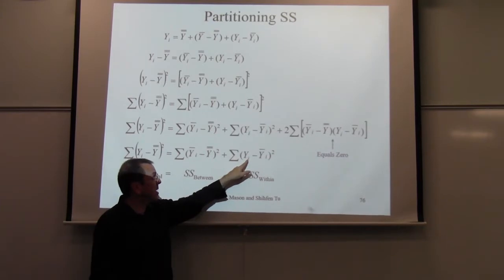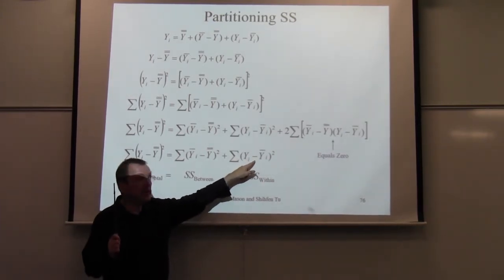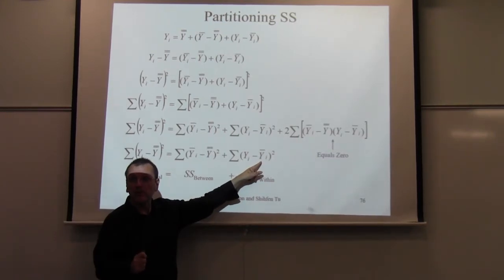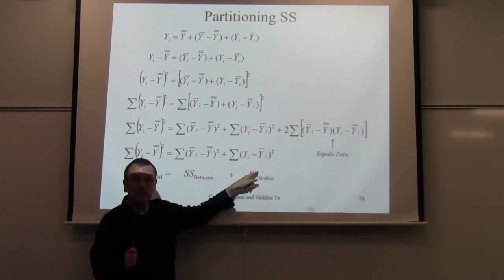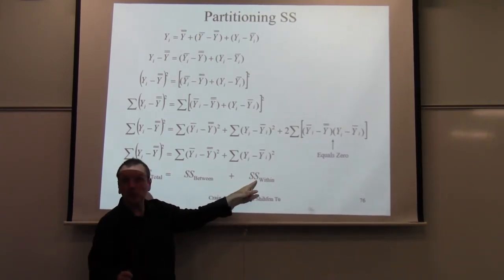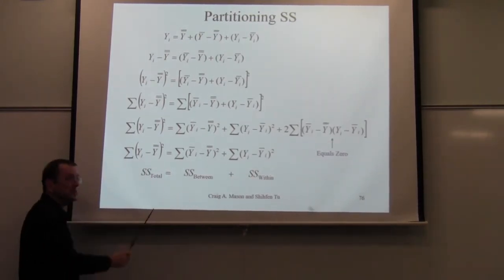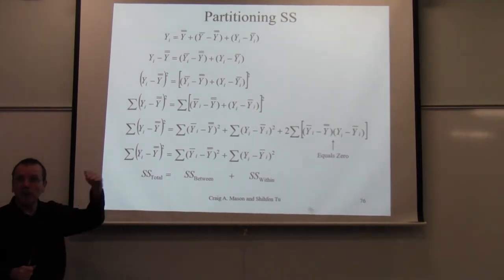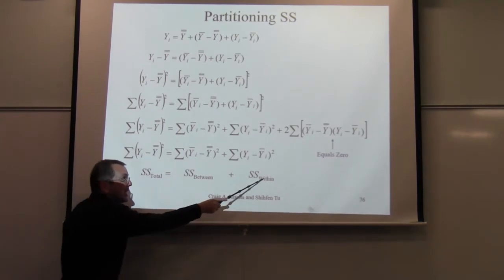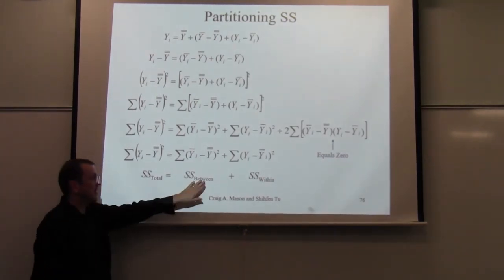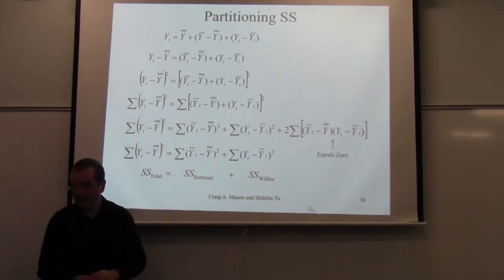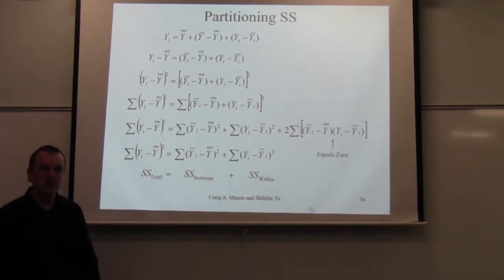Plus, this is my individual score minus my group mean score squared. Well, that's the sum of squares within my group. So it's my sum of squares within. That's how you can start to separate out the sum of squares. The total we can break into these two clean different pieces: the sum of squares between and the sum of squares within. Far out.